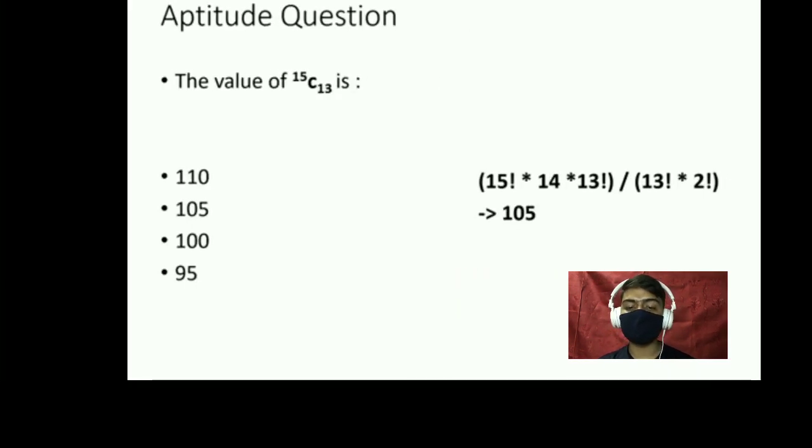Then the next question is an aptitude question. It's a very easy question. Here we have to find the value of 15C13. Sorry for the mistake, here it is 15 into 14 into 13 factorial divided by 13 factorial into 2 factorial. After calculation the answer is 105.